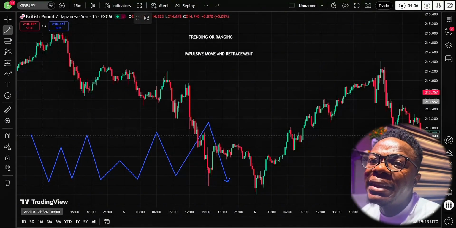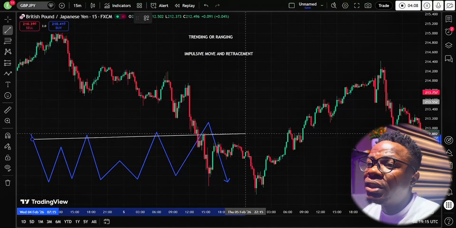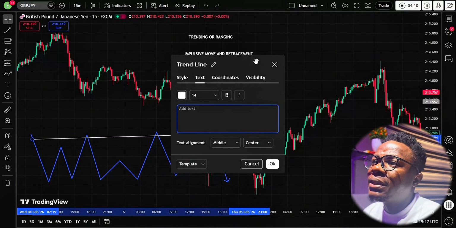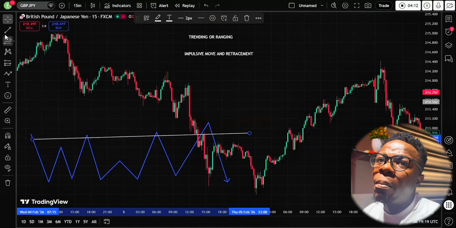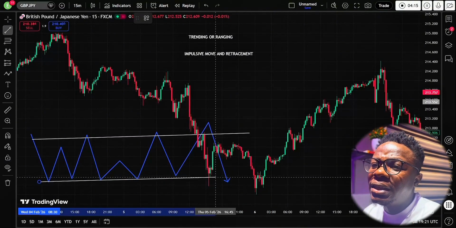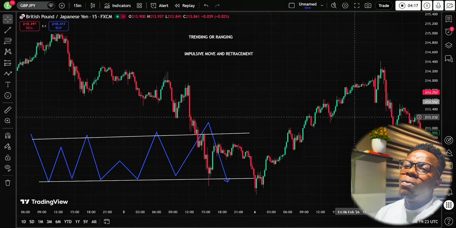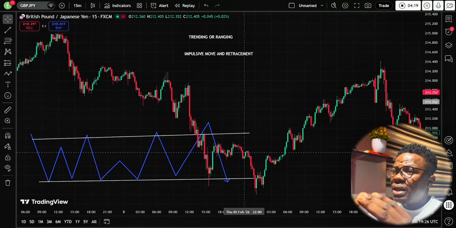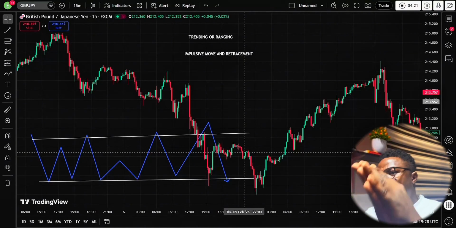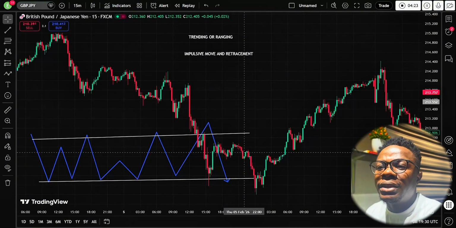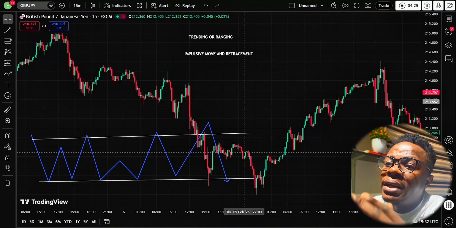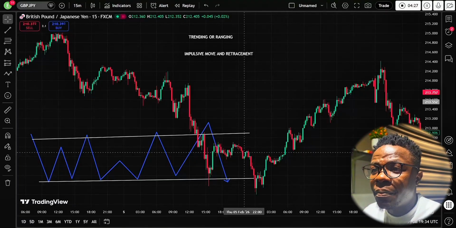Now, this market moves in a range. So you can see that it's finding it difficult to break this upper range, and it is also finding it difficult to break this lower range. So whenever you see a market like this, that is respecting a level up there and also respecting a level down there, that is a ranging market. It's not going anywhere, it's just moving horizontally, right?